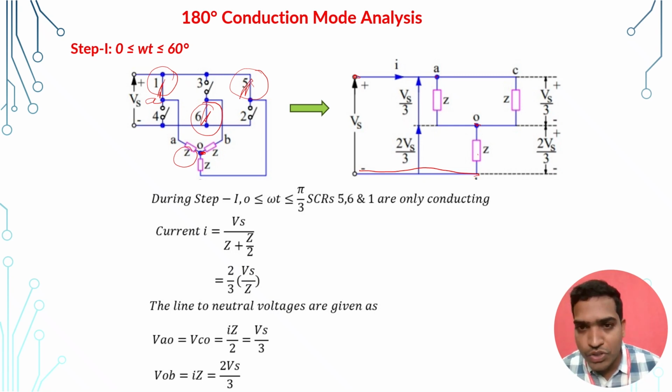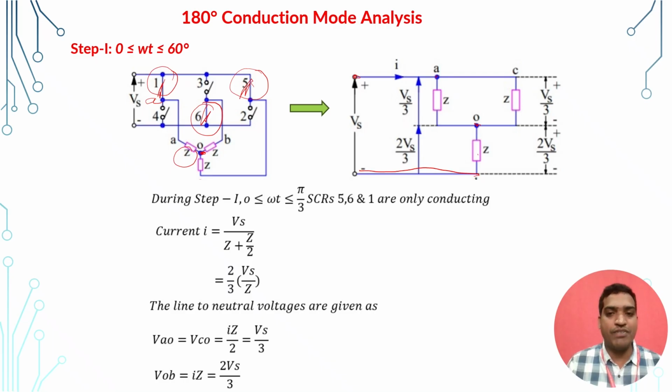This is the equivalent circuit diagram for 0 to 60 degrees. If you observe this diagram, we can simply note that these two Zs are in parallel with each other. What is the equivalent impedance when two impedances are connected in parallel? Z by 2. So the total impedance from A to the B point, or Vs minus, is Z by 2 in series with Z. So the total impedance is Z plus Z by 2. Now I want to calculate this current.